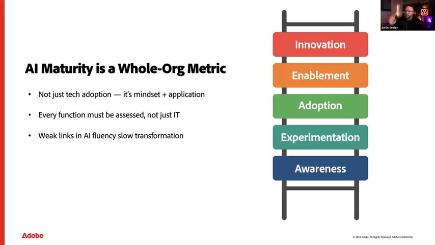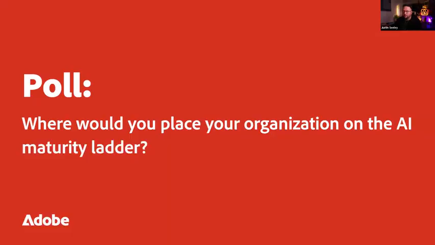And so this is where I think the next poll question is going to be pretty important, because I'd like to know, as of right now, where do you place your organization on that maturity ladder? Do you think you're in the awareness phase? Do you think you're in the experimentation phase? Do you think you're in the adoption phase? Are you in the enablement phase already? And are you in the innovation phase already? So we're going to put these responses in the chat, and just let me know which one that you're in.